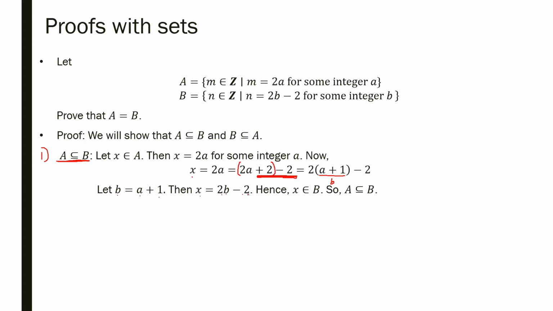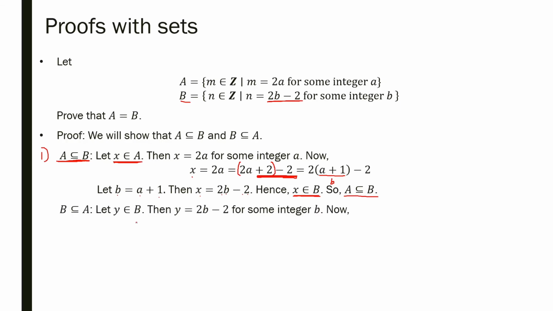Oh, so x is in B, right? Because x was written as 2b minus 2. So since x was an arbitrary element from A, and we showed that it's also in B, that means that A is a subset of B. Great, so we have one direction down. Let's go the opposite direction.